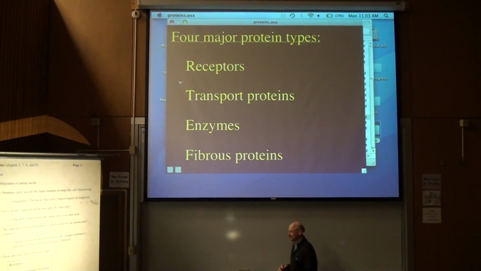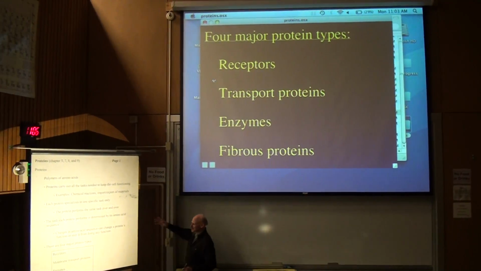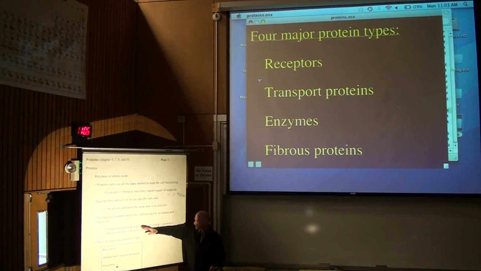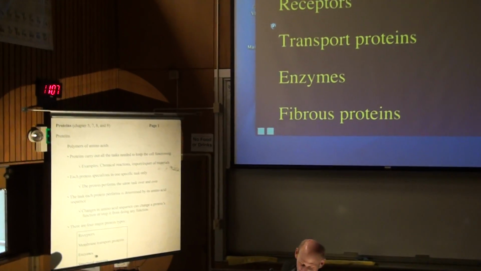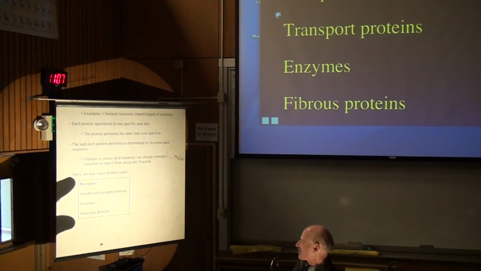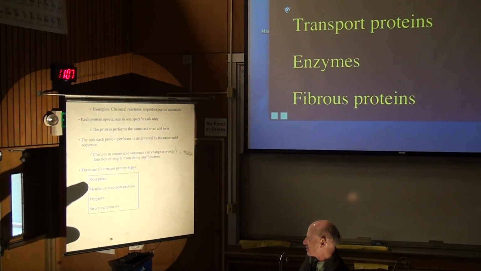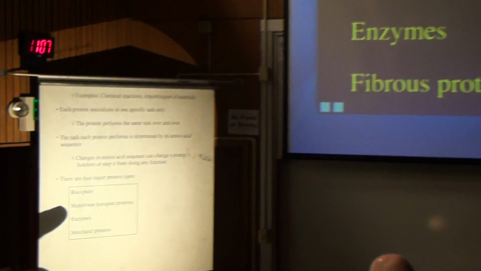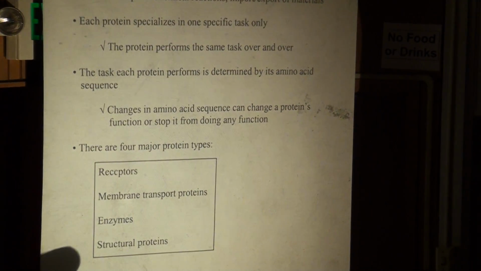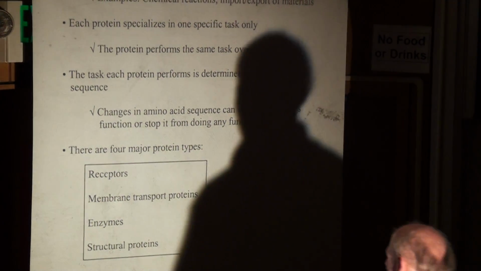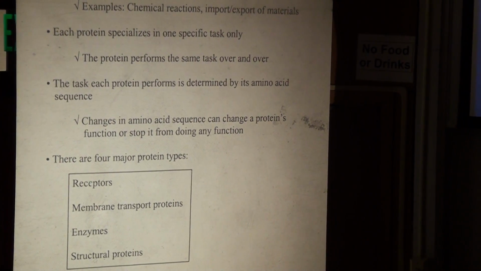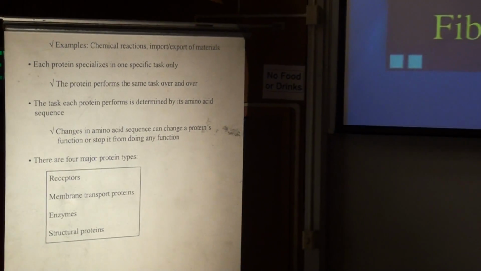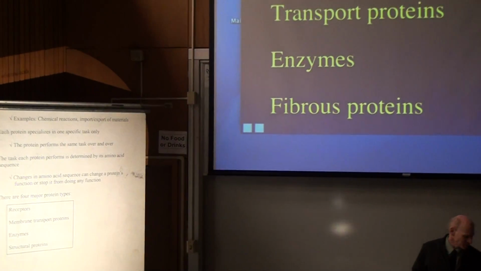Okay, so proteins do a whole bunch of different things inside living things, but what I consider to be the four most important types of proteins are receptors, transport proteins, enzymes, and structural proteins. Let's go down this list and talk about where you find these proteins and exactly what their function is.